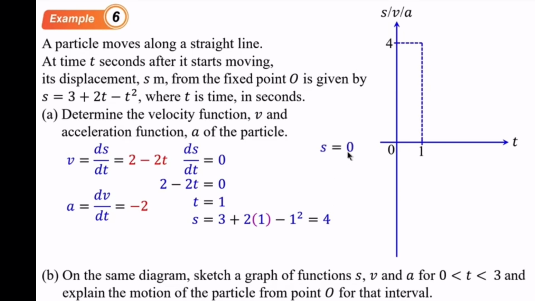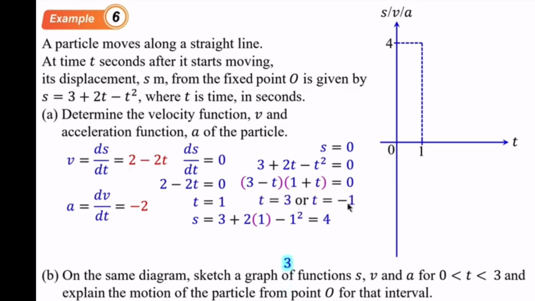You have learned dy/dx, right? ds/dt equal to 0, so we will get the turning point. You can always use differentiation to find the turning point. Alright, for example, you use dy/dx equal to 0, you can find the turning point. Here we will use ds/dt equal to 0, and the turning point happens as 2 minus 2t equal to 0, t equal to 1. Right, when t equal to 1, s is 4, that is the maximum point.